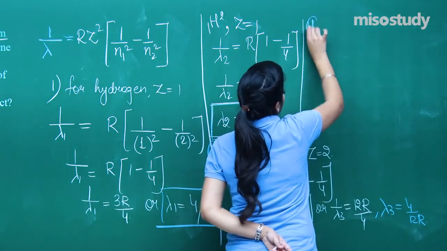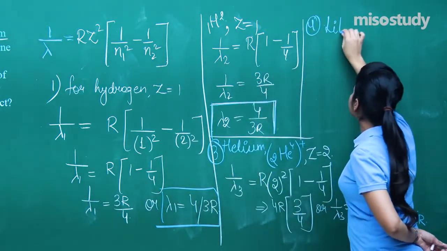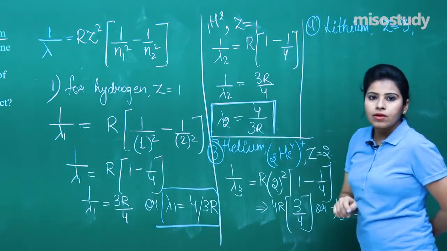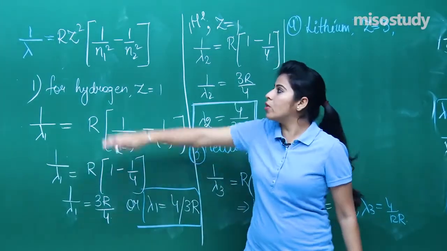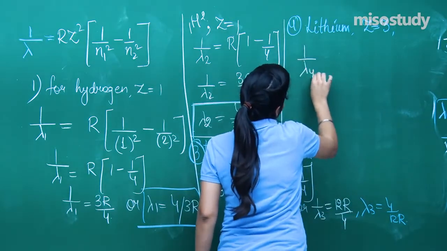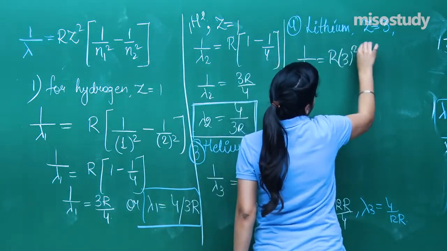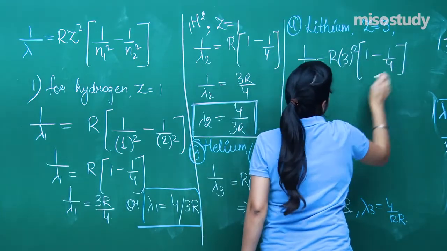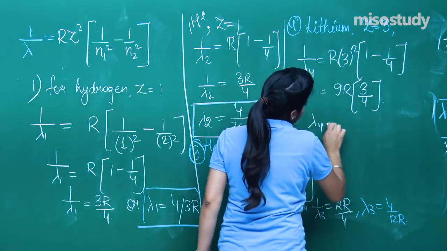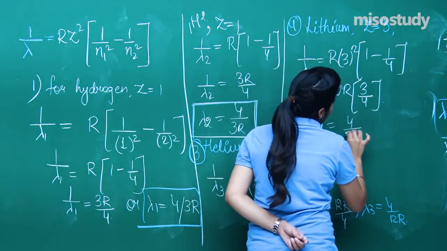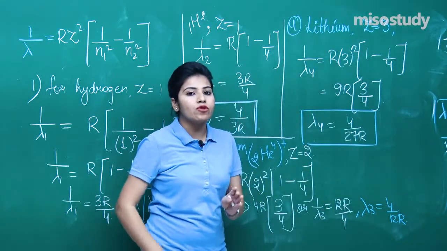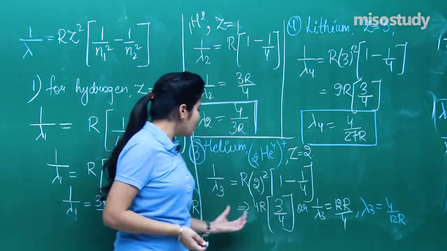Now let me see the fourth case, that is the case for lithium. We know that for lithium Z equals 3, right? So now we are going to put this value again into this equation to get the value of wavelength. So 1 by lambda 4 equals R into Z square, 1 minus 1 by 4. So that means 9R into 3 by 4, or you can say lambda 4 has come out to be 4 by 27R, right?